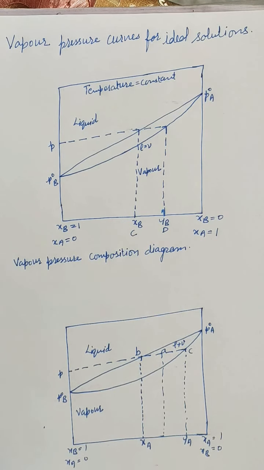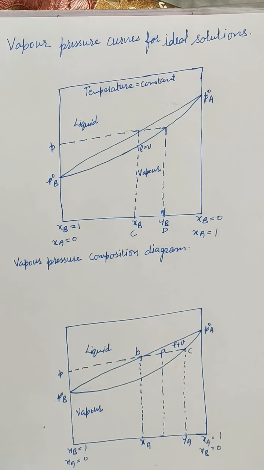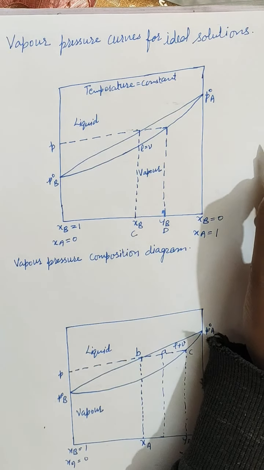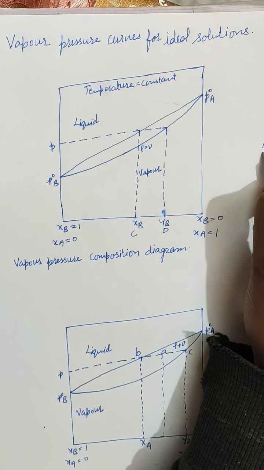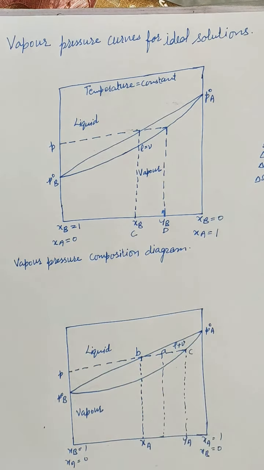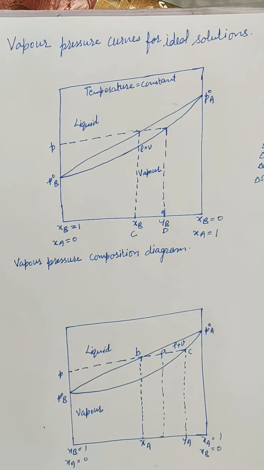Today we will discuss the vapor pressure composition curve for ideal solutions. You know well that ideal solutions are those solutions which obey Raoult's law, and we have earlier derived the equations for delta H mixing, delta V mixing, delta G mixing and delta S mixing for ideal solutions. So ideal solutions are those solutions which obey Raoult's law.